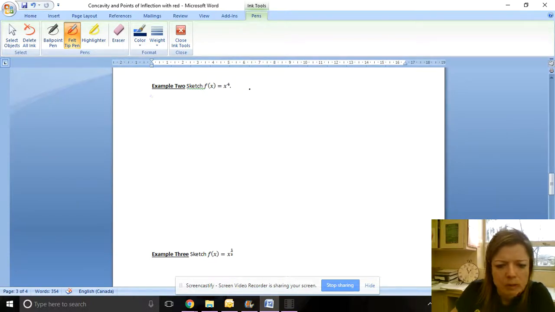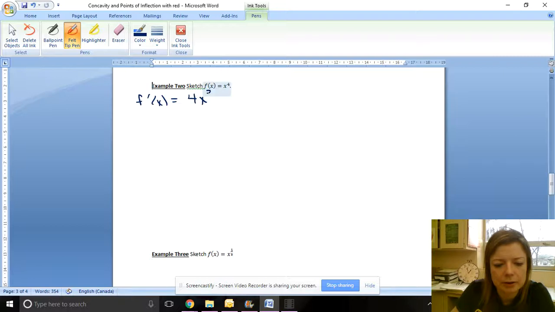So we notice that the intercept is 0, 0. We can think about what this function looks like. Then we want to head into finding the first derivative, so 4x cubed. So we can see that 0, 0 is a critical point.